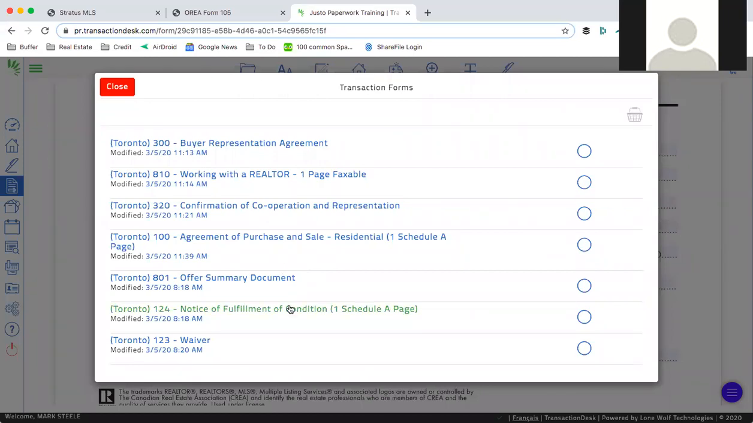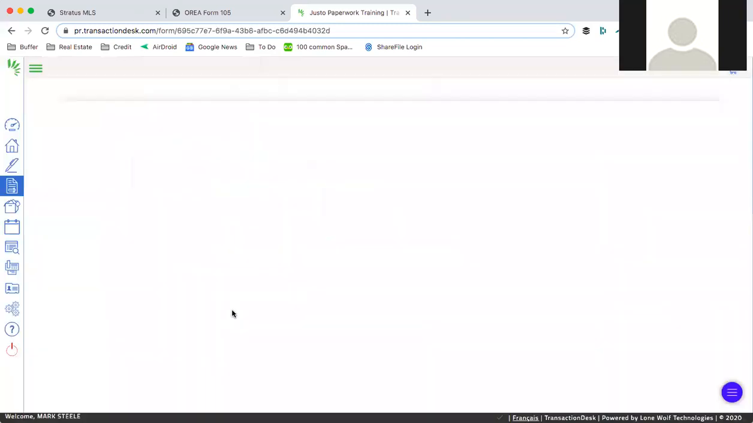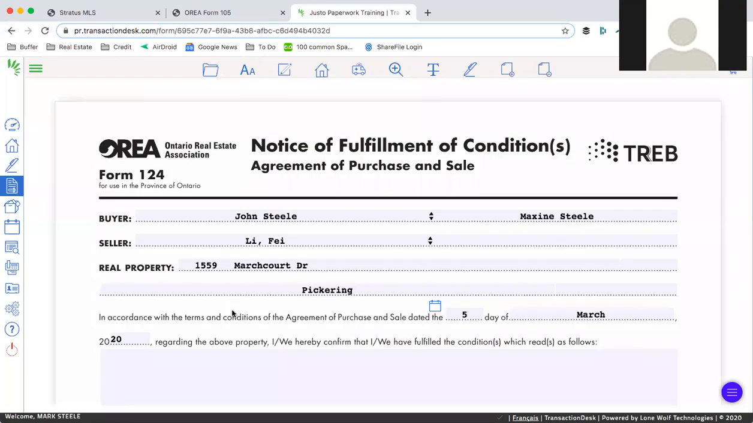Next, we have the notice of fulfillment of conditions. Now we're going to look at this one very closely with the waiver form. They are similar, but they're still a little bit different. Okay, so for the notice of fulfillment of conditions, as I mentioned, the standard conditions you're going to use are conditional on home inspection and conditional on financing. If you're working with a condo transaction, you might have a condition for review of the status certificate by the buyer's lawyer.